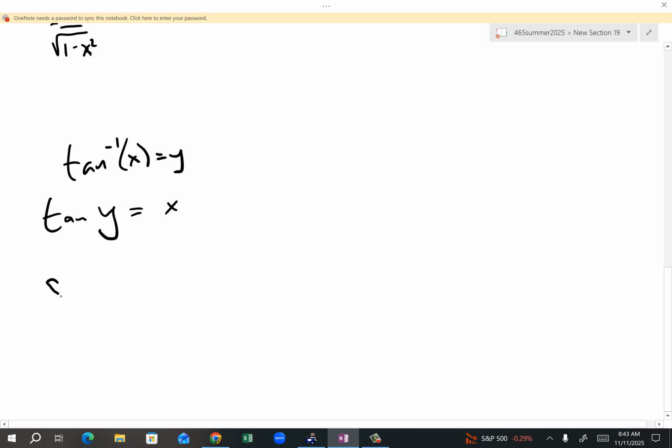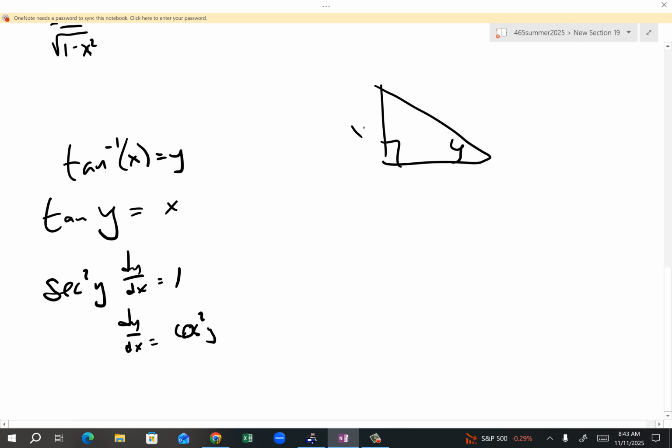So the derivative of tangent is secant squared y dy/dx equals 1. dy/dx equals cosine squared y. Yes? This is the triangle this time, like so. So if you look at this guy right here, it's going to be 1 over this guy squared, or in other words, 1 over x squared plus 1. That is the derivative of arctan. And that's all fine and good.